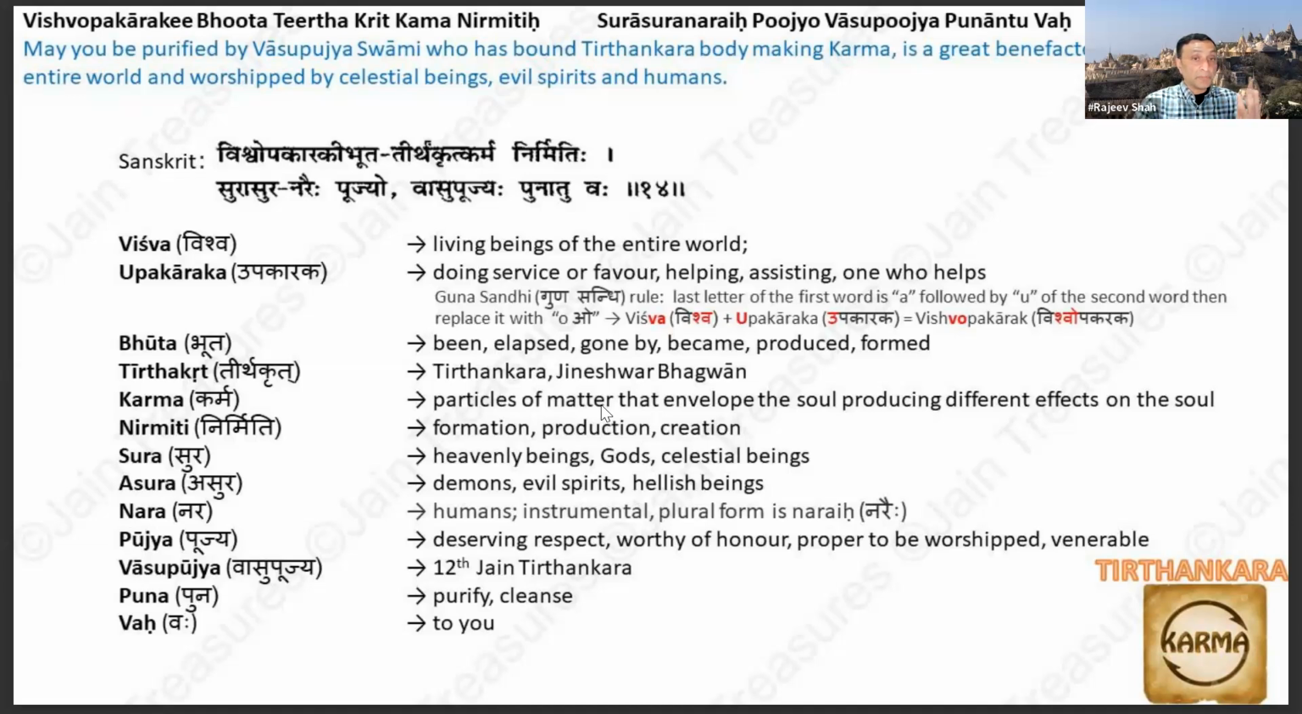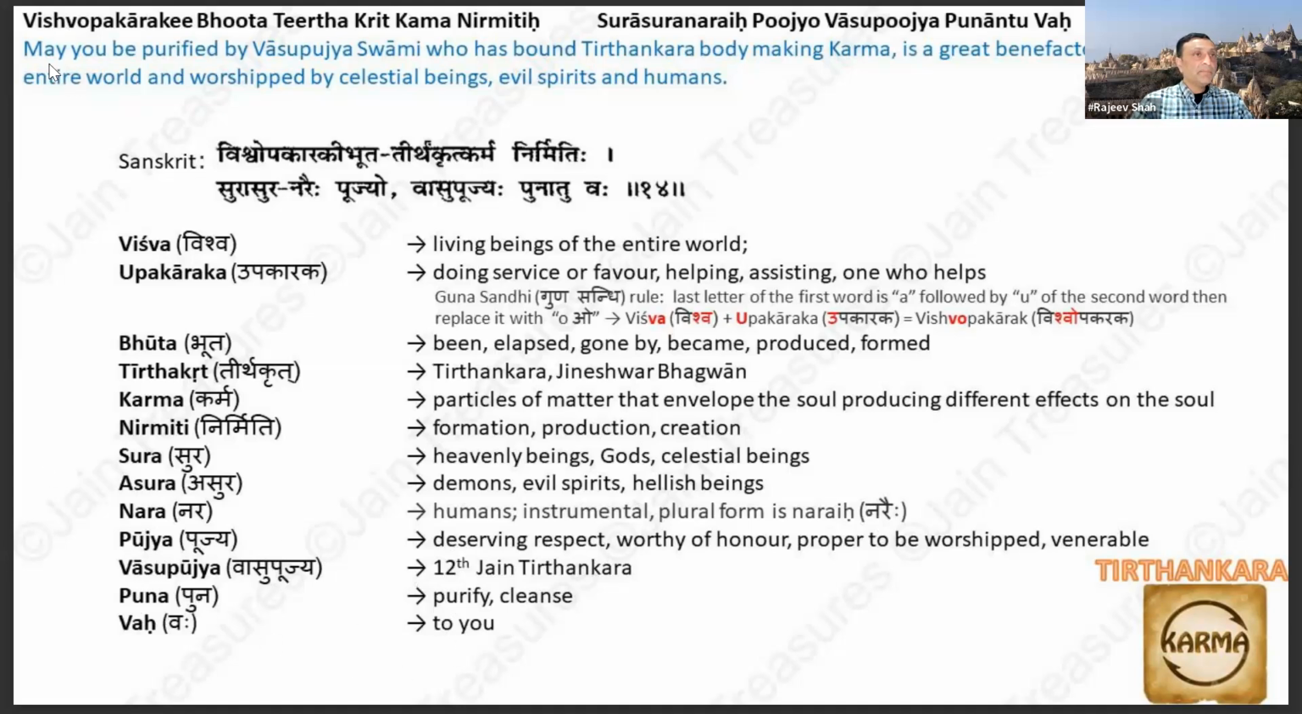Karma particle, karma pudgal. Nirmiti, formation, production or creation. Sura means heavenly gods. And Asur means demons, evil spirits, and hellish beings. So that's kind of the opposite, with the A signifying the opposite connotation. Nara means humans, and the plural form becomes Narhai. As you can see, Sura, Asura, Narhai. Nara becomes a plural form, and it's an instrumental form. Pujya means deserving respect, worthy of honor. Vasu Pujya means the 12th Tirthankar. Punantu means purify, cleanse, and vaha, to you.